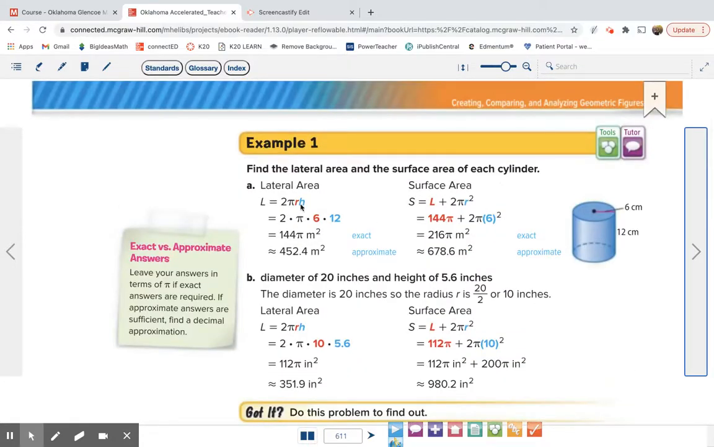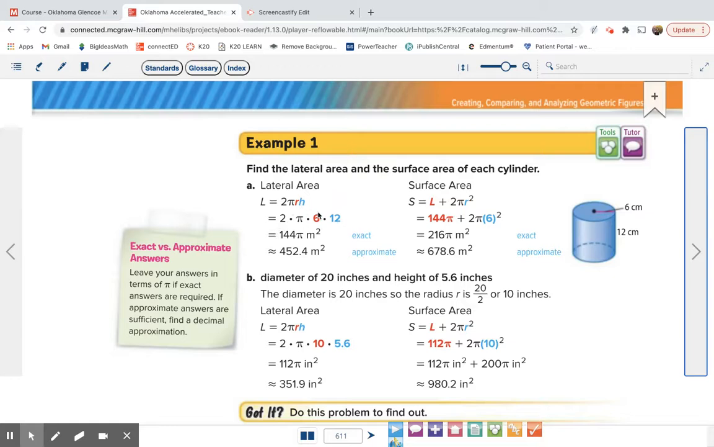All right. Find the lateral area and surface area of each cylinder. So I guess we're looking at this one over here. For the lateral area, we know it's 2 pi rh. They gave us the radius, which is 6. Height is 12. So I have 2 pi, r is 6, height is 12.